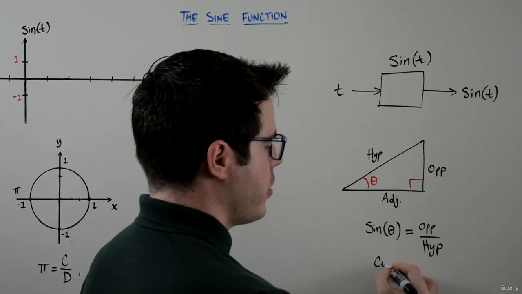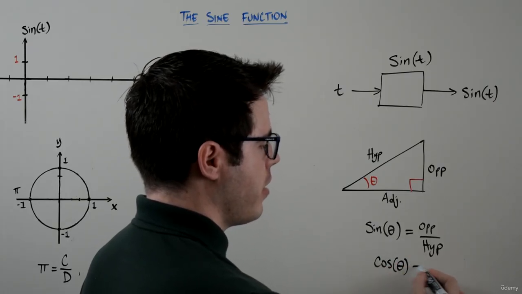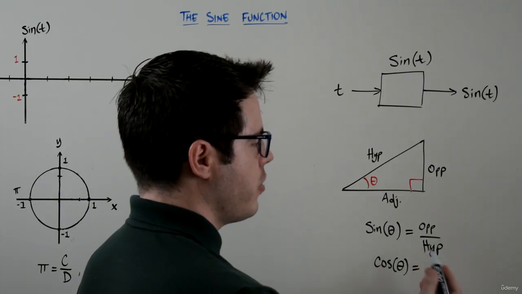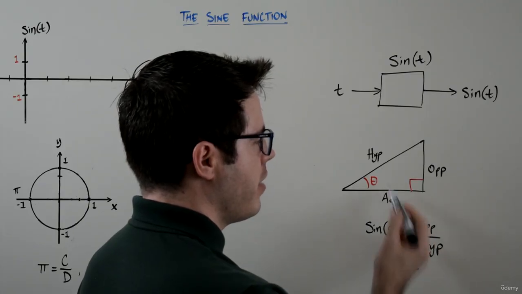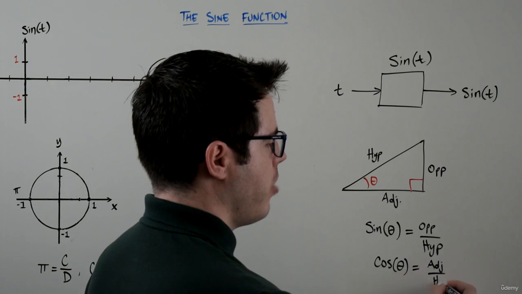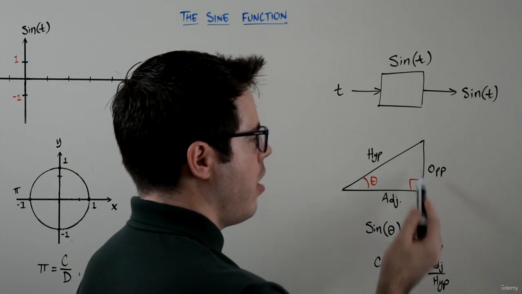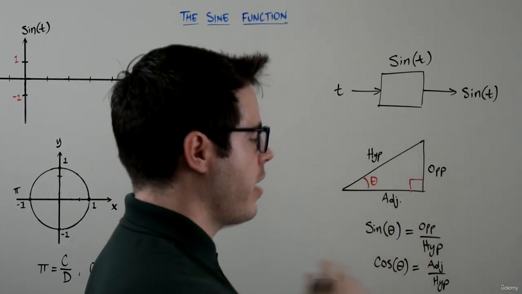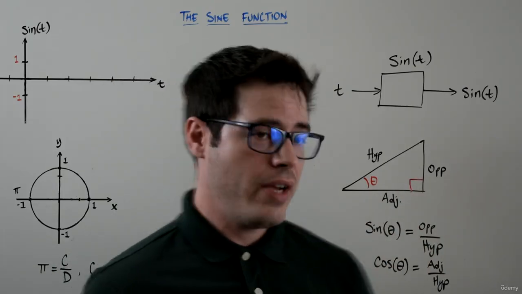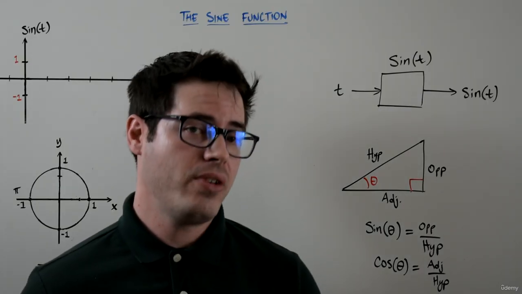And the cosine function is defined similarly. We pass the angle theta into the cosine function, and the cosine function returns the adjacent side divided by the hypotenuse. So adjacent over the hypotenuse. So these are the trigonometric relationships on a right triangle to the sine and cosine functions. So as we can see, the trigonometric functions are closely related to right triangles.